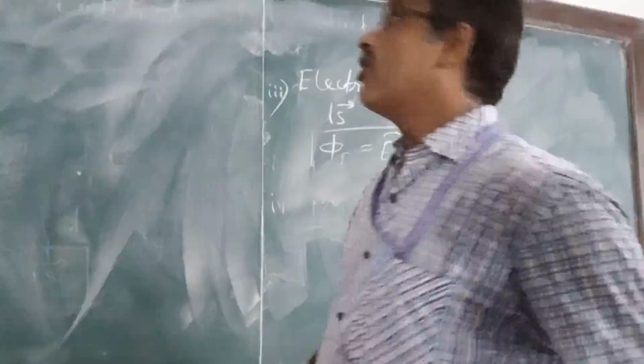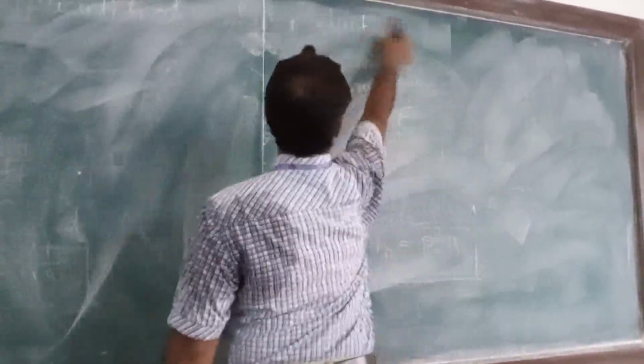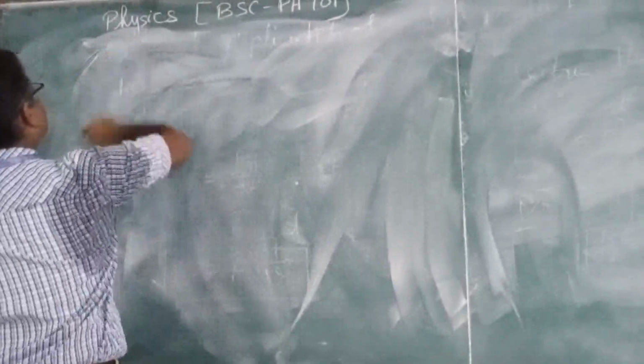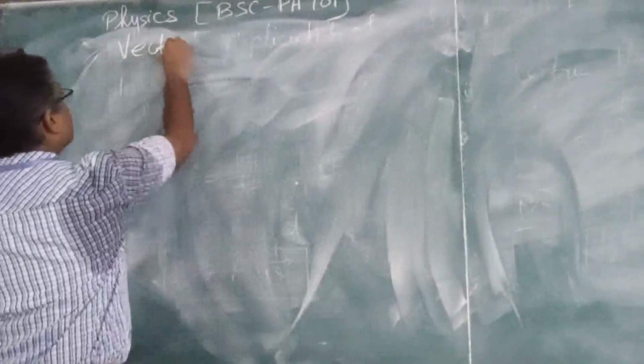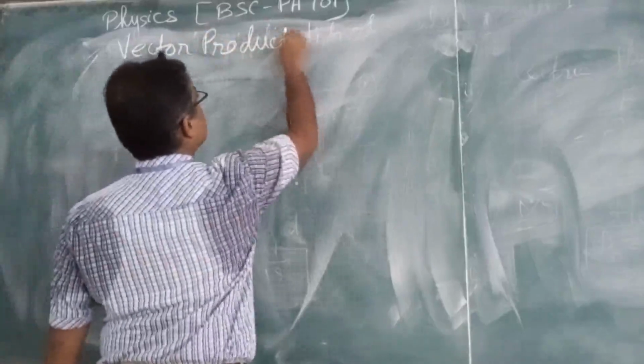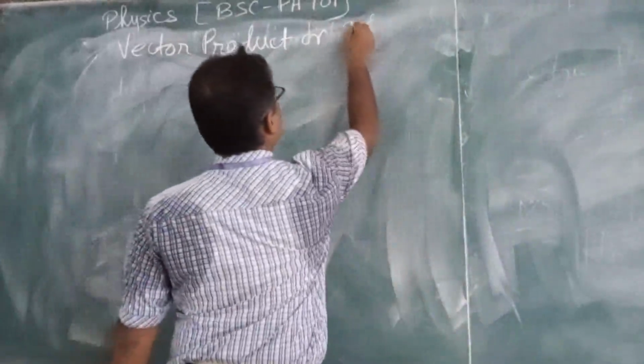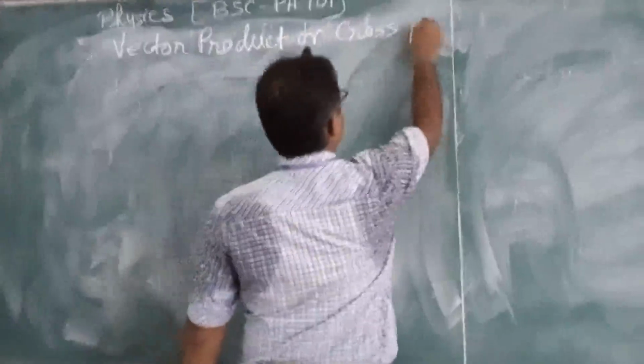Okay, now we go to the vector product or cross product.